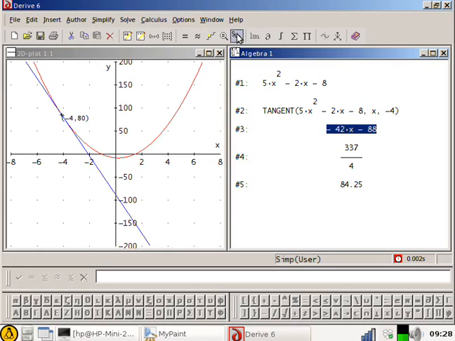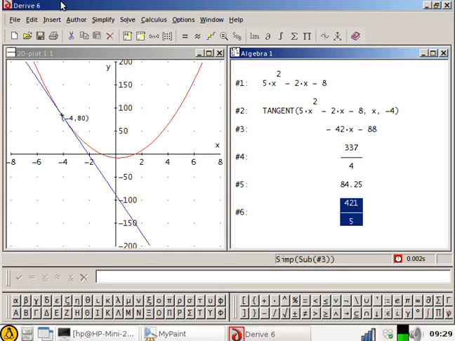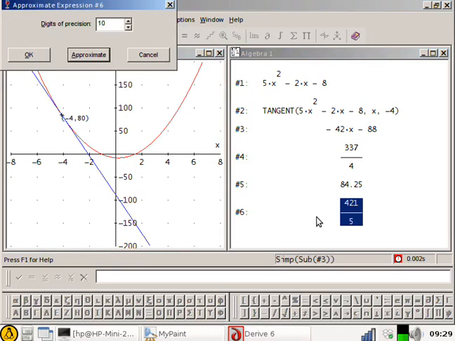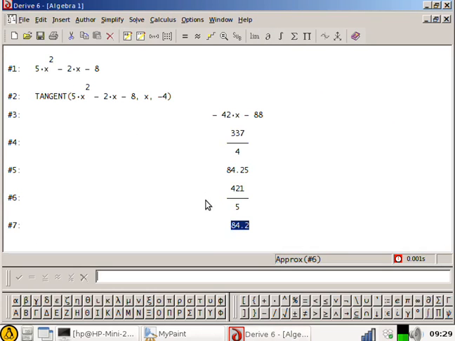Okay, so I sub into my tangent line minus 4.1. And I get 84.2, which is very, very close. In other words, tangent lines and curves give you nearly the same value, provided that you're close to the point where they meet. Now, why is that useful? Well, it gives you results like this.